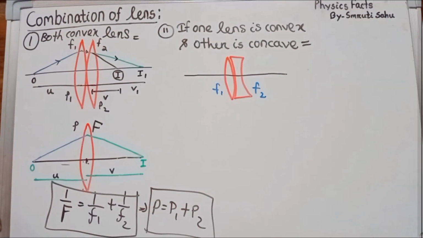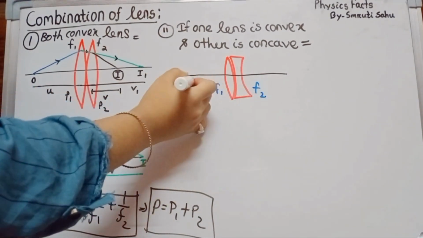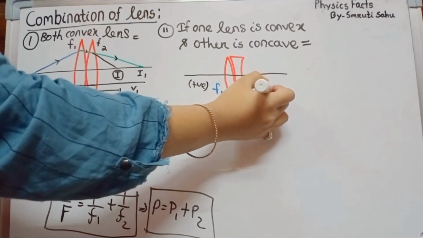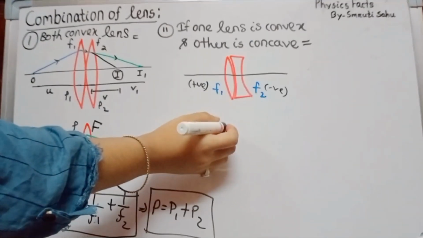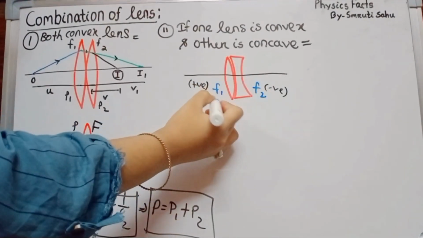Okay. Here we take one lens convex and another lens concave, having focal lengths f1 and f2. We know, student, that for a convex lens the focal length is always positive, and for a concave lens the focal length is always taken as negative. Yes. So what is the combination of these lenses?